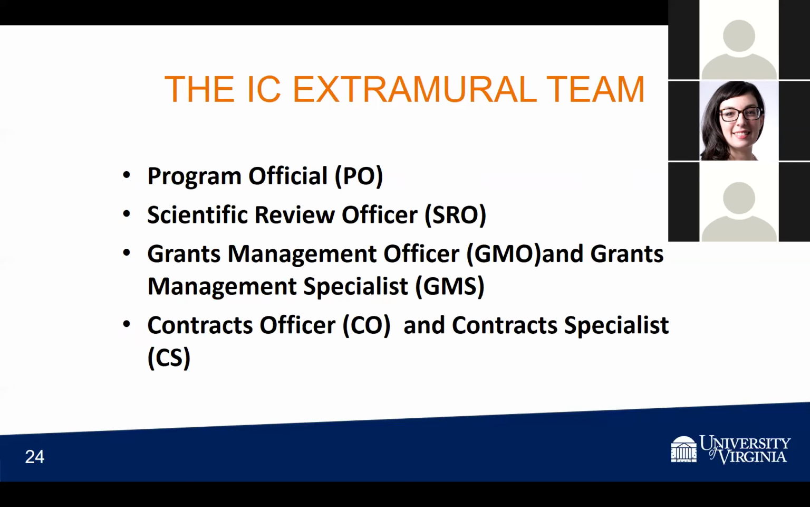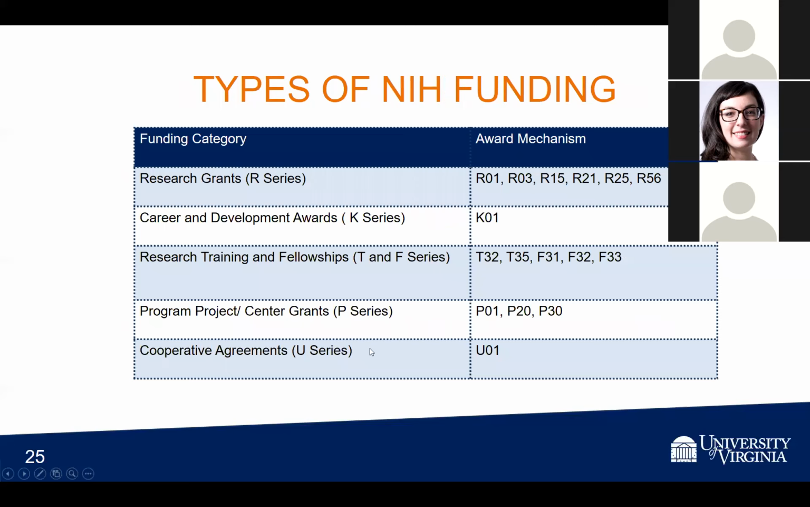So the Institute and Center extramural team consists of several different members: the program official, the scientific review officer, the grant management officer and grant management specialist, or the contract officer and contract specialist. This would sort of depend on whether NIH is giving us an assistance award or an acquisition award, a federal contract. Types of NIH funding.